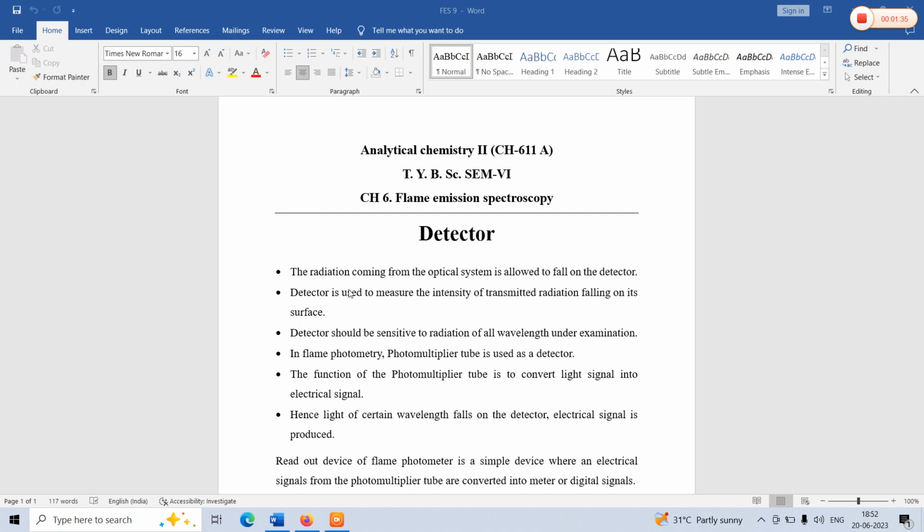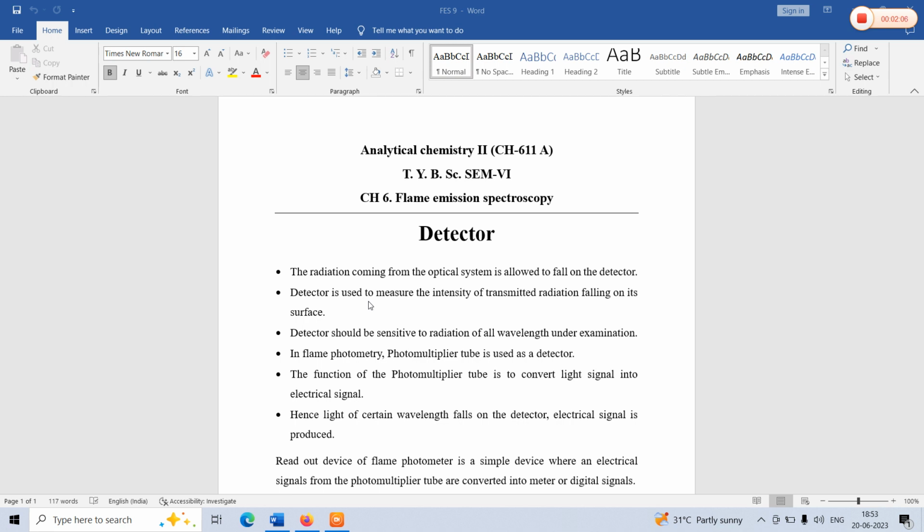The first point, the radiation coming from the optical system. This optical system is nothing but the wavelength isolation system, and it consists of an entrance slit, a monochromator system, and an exit slit. Now the radiation coming from this optical system is allowed to fall on the detector. The detector is used to measure the intensity of transmitted radiation falling on its surface.